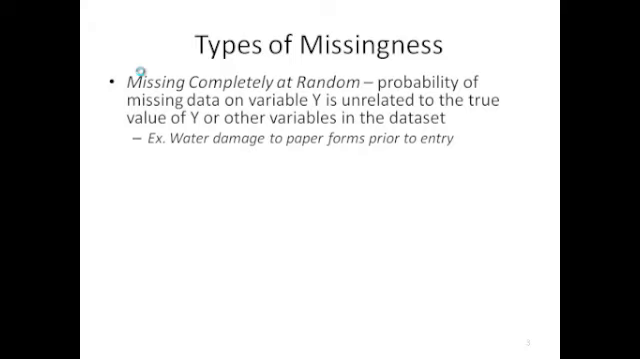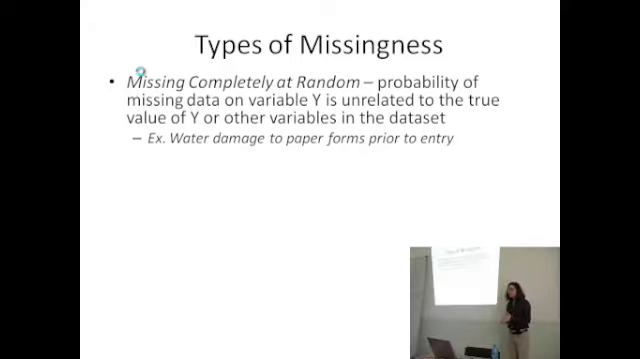There are different types of missing data, and I hope I can explain this. Missing completely at random means that the probability of missing data on variable y is unrelated to the true value of y or any other variables in the data set. Here we're talking about the point where the statistician gets the data and there's no information. They're missing data, and it's not been coded as unknown, it's not been coded as patient refused, they have no idea, it's just missing. Null values, missing data, okay?